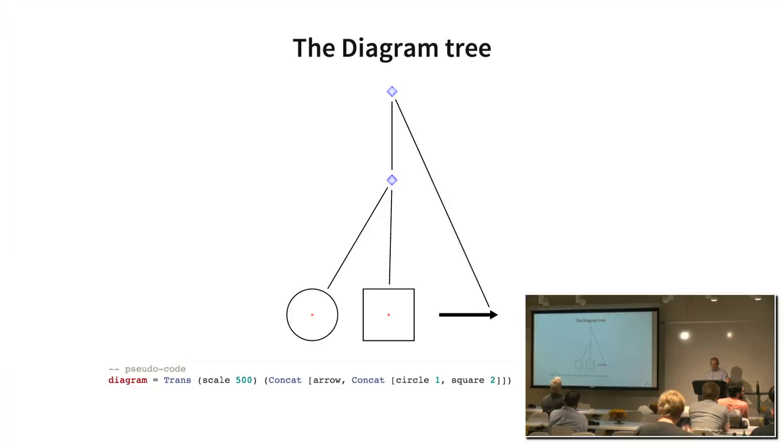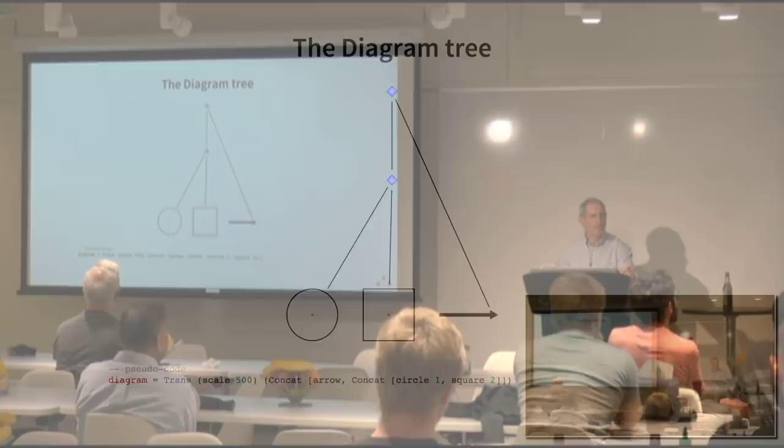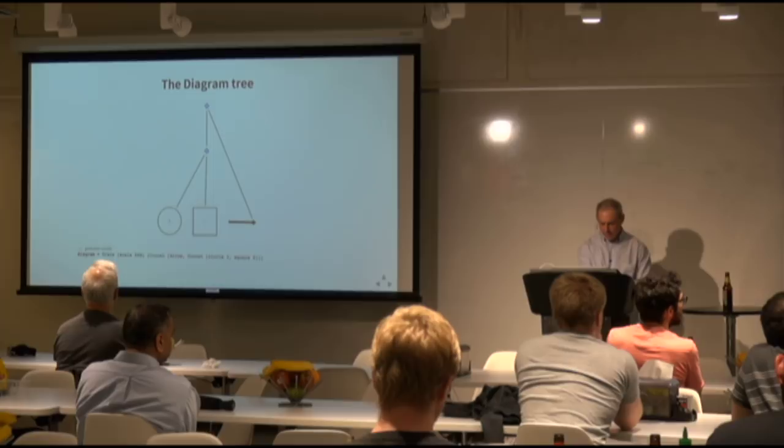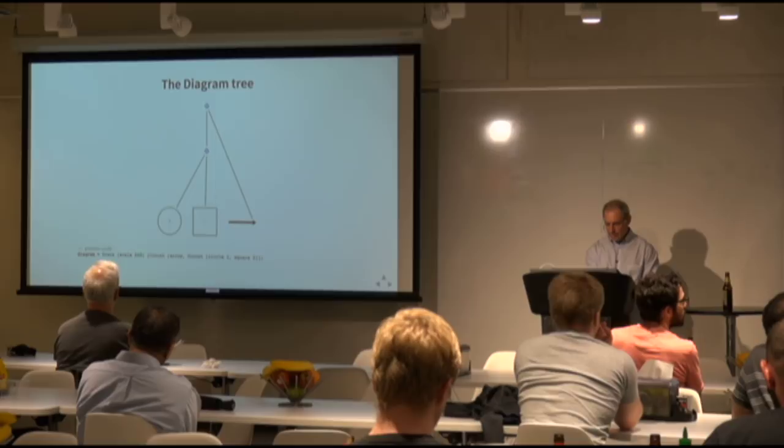I have a few more slides, but I think it would take longer than the time we have left. So let's just take some questions and see how that takes us. So in the pseudocode right there, in the definition of arrow, how are you connecting? What does it look like when you're defining an arrow and you say, okay, I want it to go from that circle to that square?